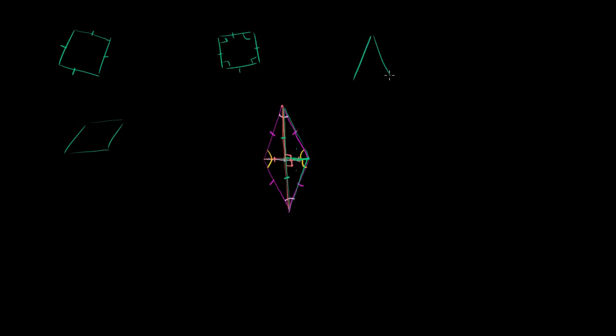Any isosceles triangle, if that side's equal to that side, if you drop an altitude, these two triangles are going to be symmetric, and you will have bisected the opposite side. So by the same argument, that side's equal to that side. So the two diagonals of any rhombus are perpendicular to each other, and they bisect each other. Anyway, hopefully you found that useful.